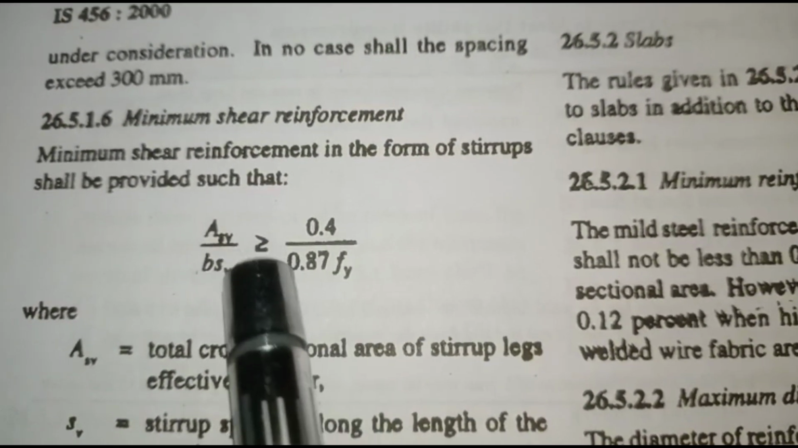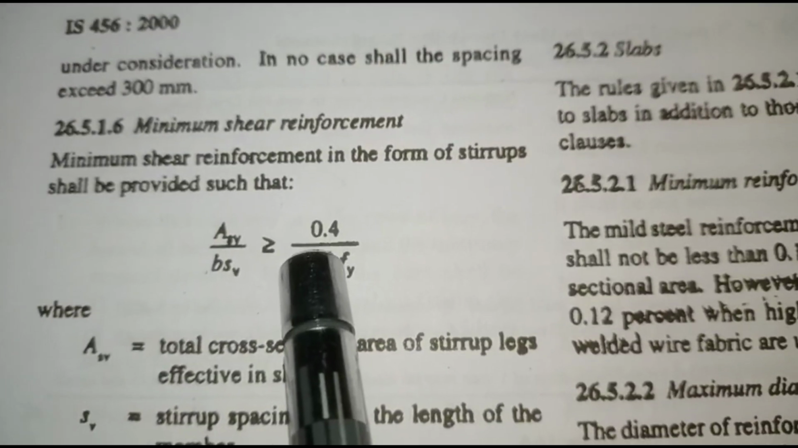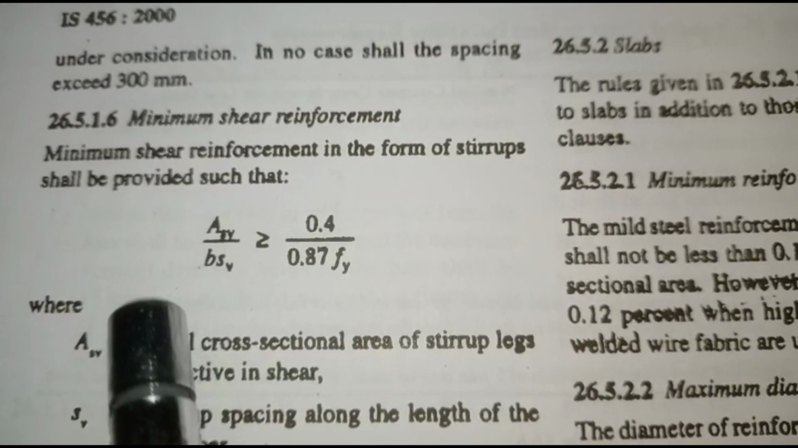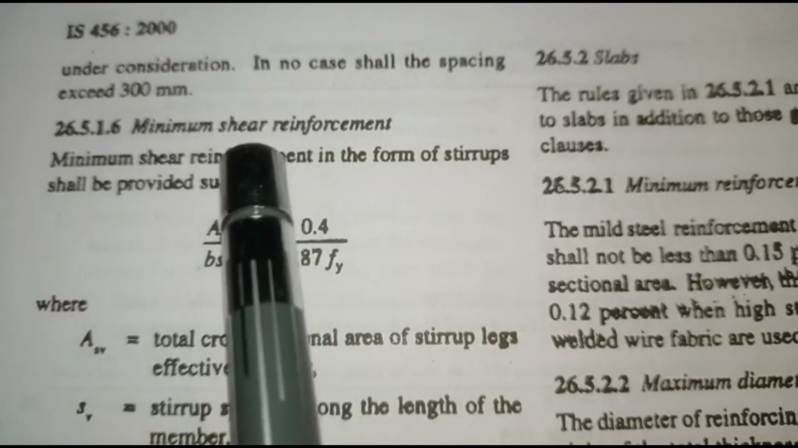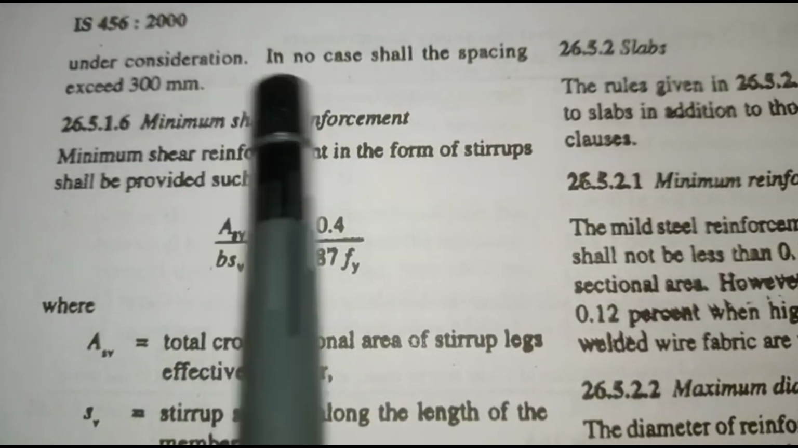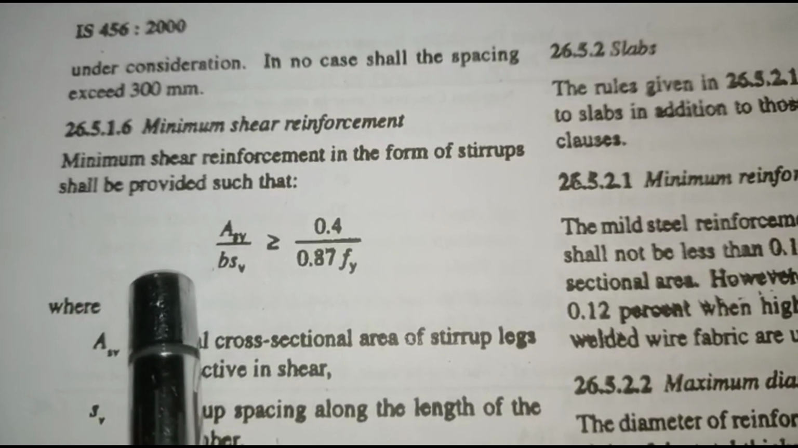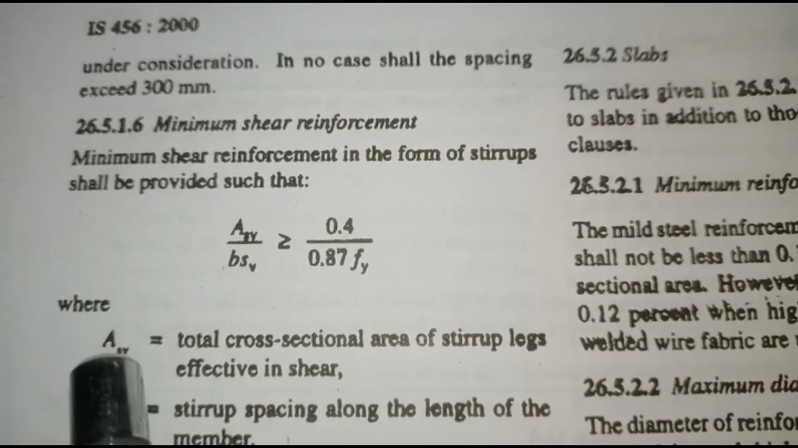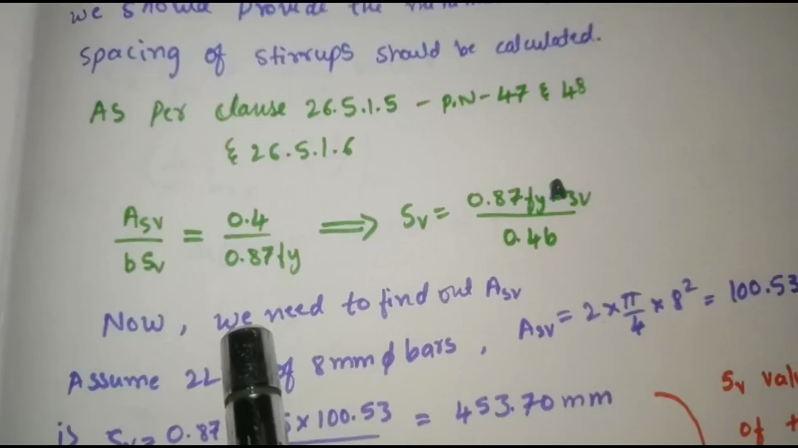And there is what they have mentioned. Number 1 is our spacing of stirrups should not be greater than 0.75 d, and number 2 is our spacing of stirrups should not be greater than 300 mm. And so we'll see how to calculate this step by step.